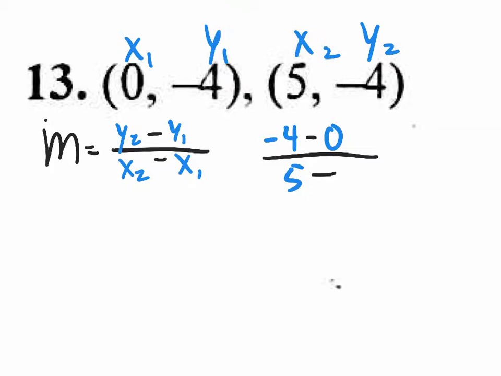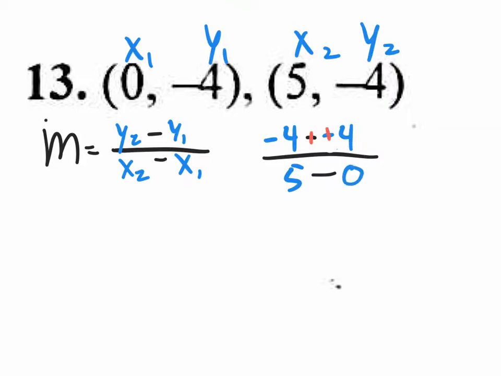Wait, did I do that wrong? I did that wrong. y2 is negative 4, y1 is negative 4, not 0. So y1 is also negative 4. Sorry about that. And then x2 is 5, x1 is 0.